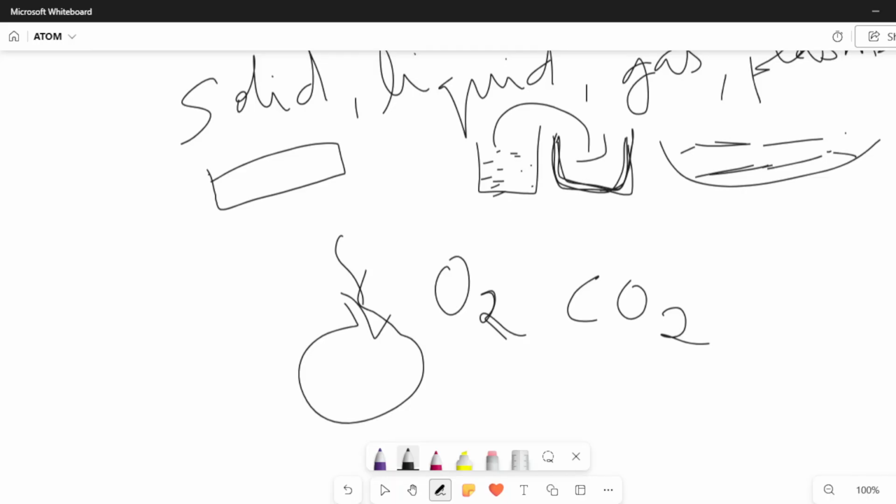So that's also a matter, one kind of matter. It's called matter because it has some mass. Also, it occupies space. So that's why it's called matter.